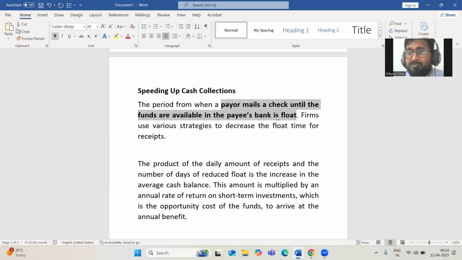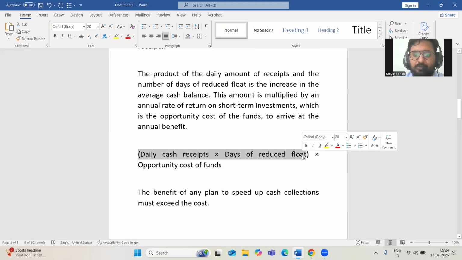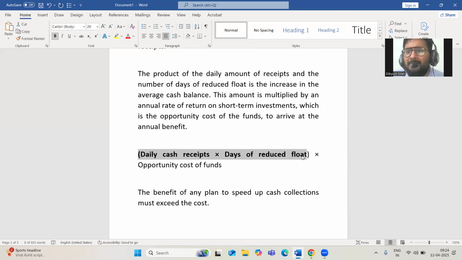Firms use various strategies to decrease this time, because if this time is decreased, money will come quickly to my account. Now, how do I calculate? We simply multiply daily cash receipts by the days of reduced float. So if my average daily cash collection is $1,50,000 and I am able to reduce it by 2 days, my average cash balance will increase by $1,50,000 into 2, which is 3 lakh dollars.